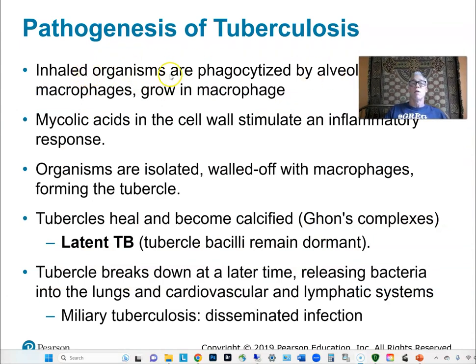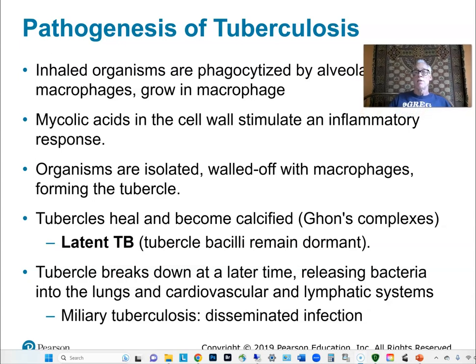So what happens? You inhale the organisms, and they get phagocytosed by alveolar macrophages. There's a whole population of macrophages in the air sacs of your lungs, but the bacteria can survive in there, and they stimulate inflammation. The mycolic acids trigger inflammation. They survive and grow in the macrophages, and a whole bunch more macrophages come migrating in and wall the whole thing off and form a ball that's sealed off. There may even be some collagen in there.